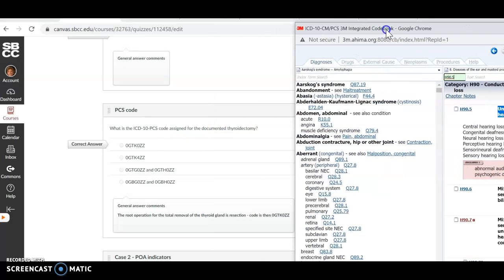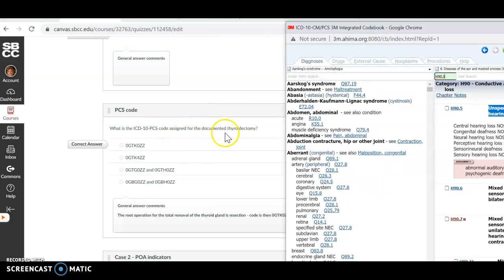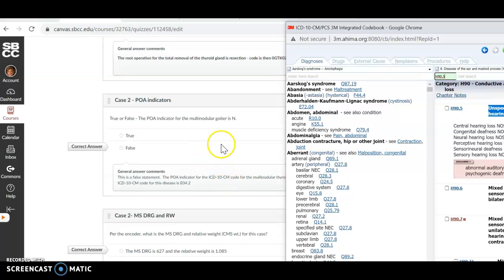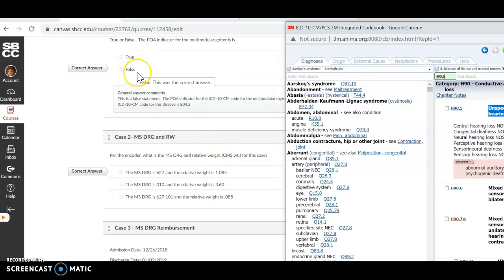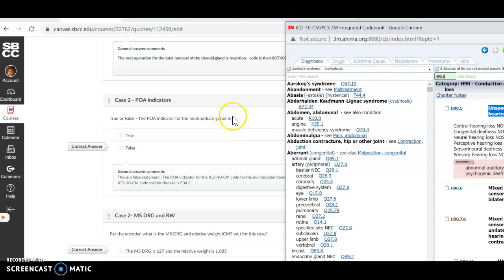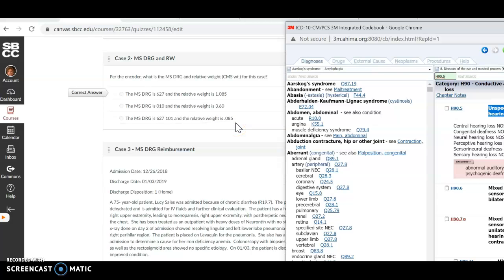Then we go on to the thyroidectomy. I didn't have an issue with students on that. I do have down here the root operation for the total removal is resection. Remember, if they only take a part of it, then the root operation is going to be excision. Keep that in mind. This should be a false. It was present on admission. The multinodular was there, so that should have been a yes.